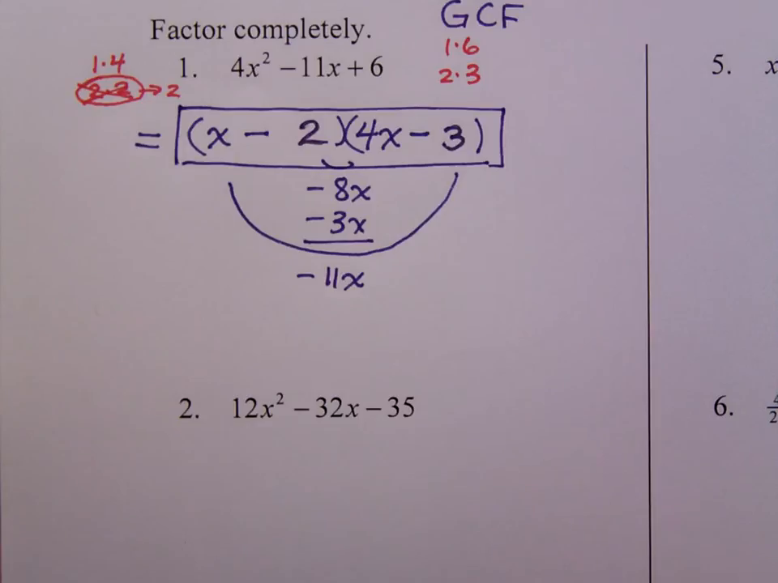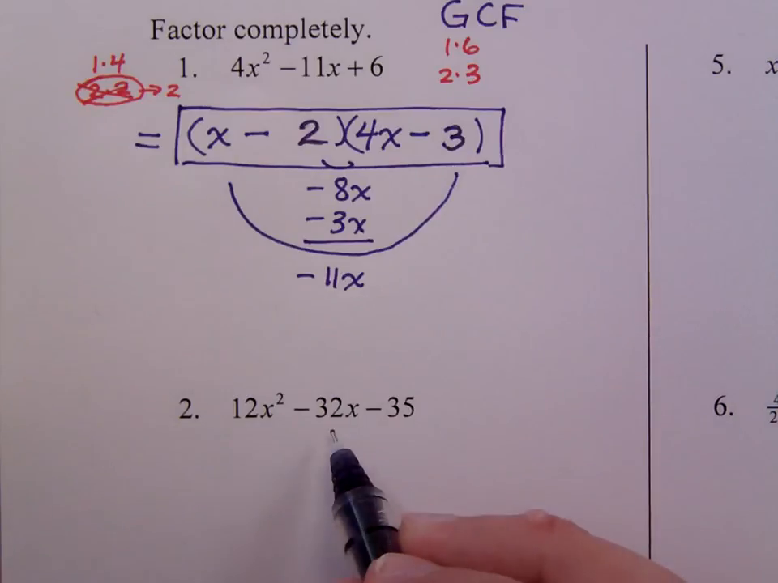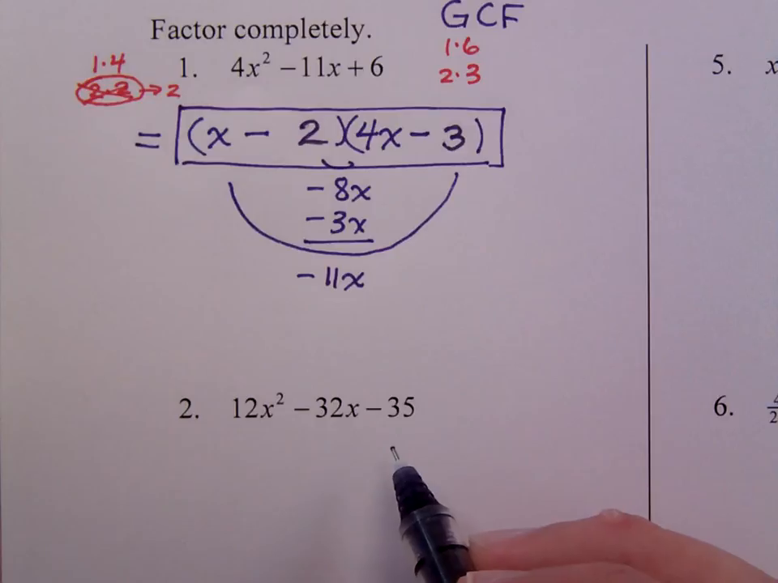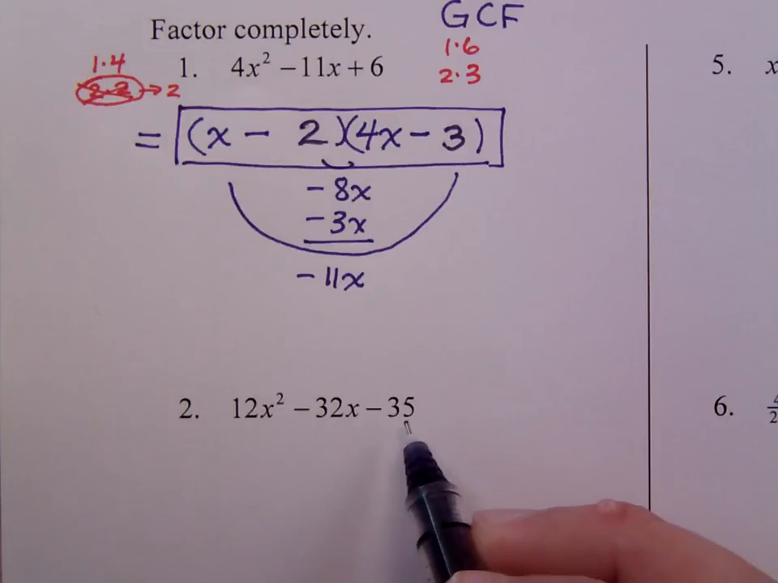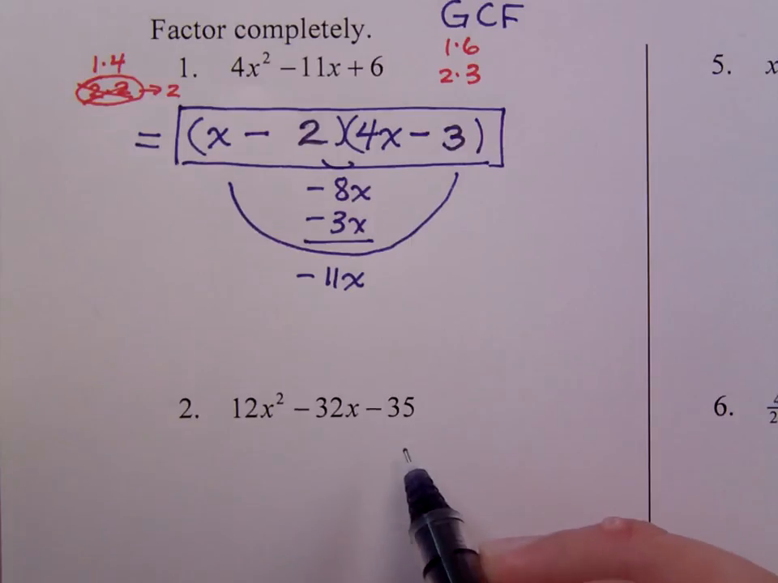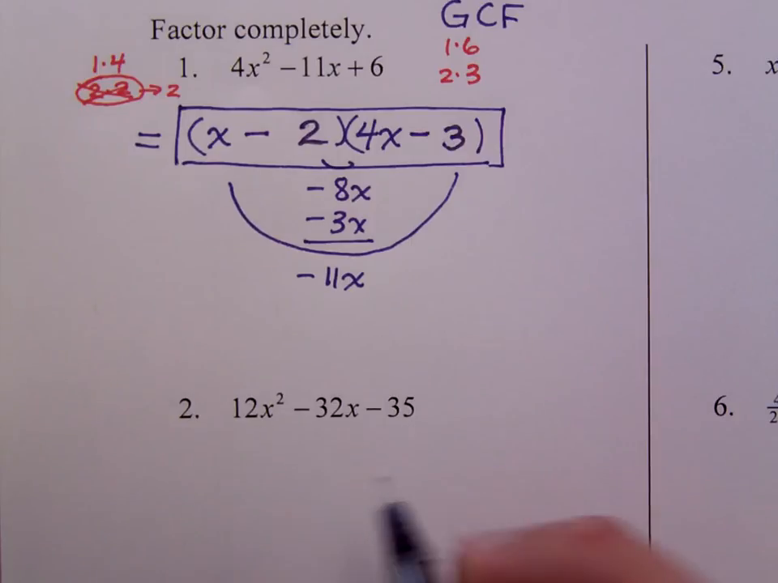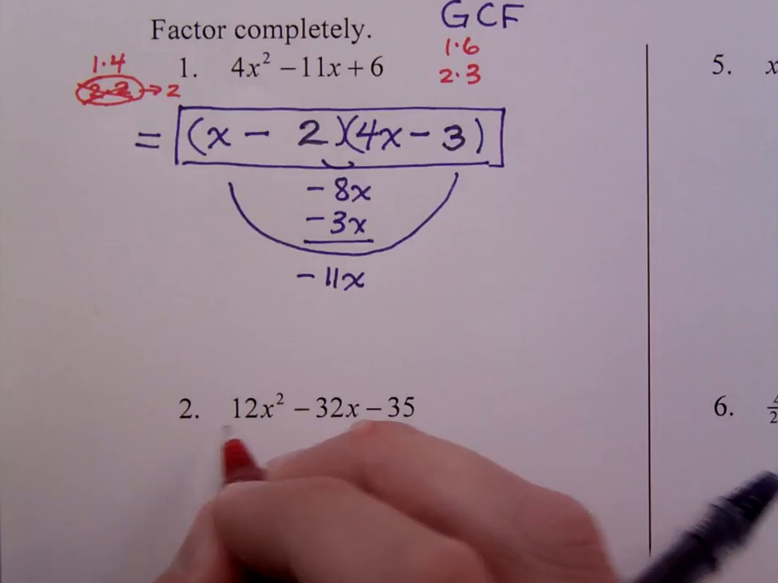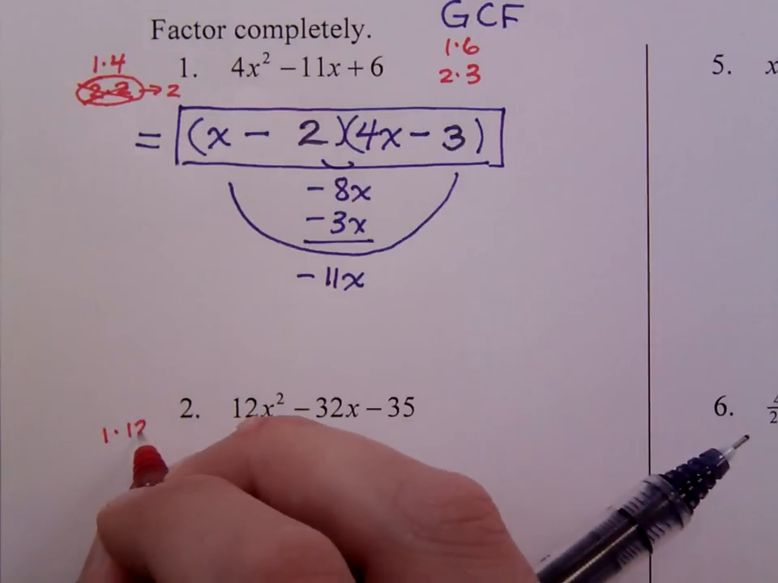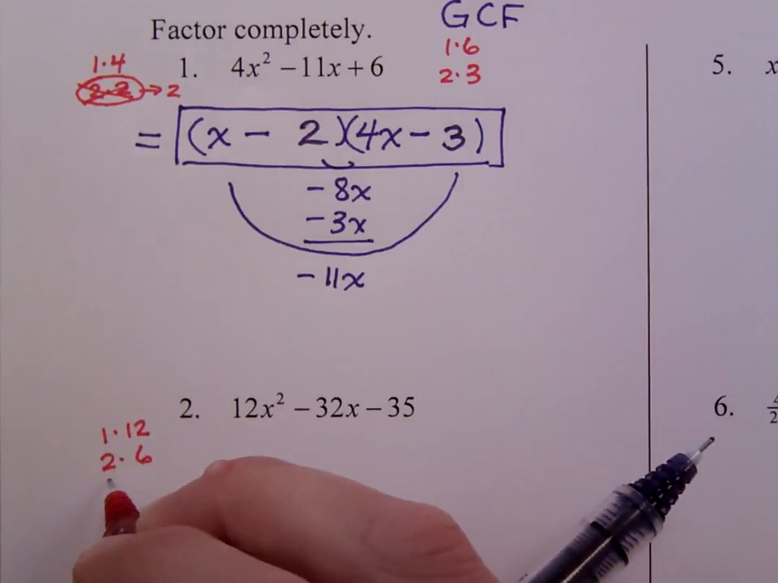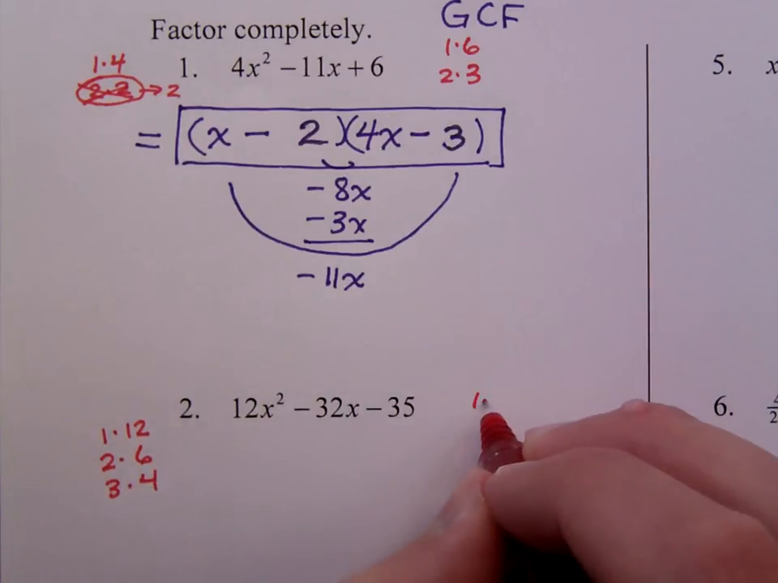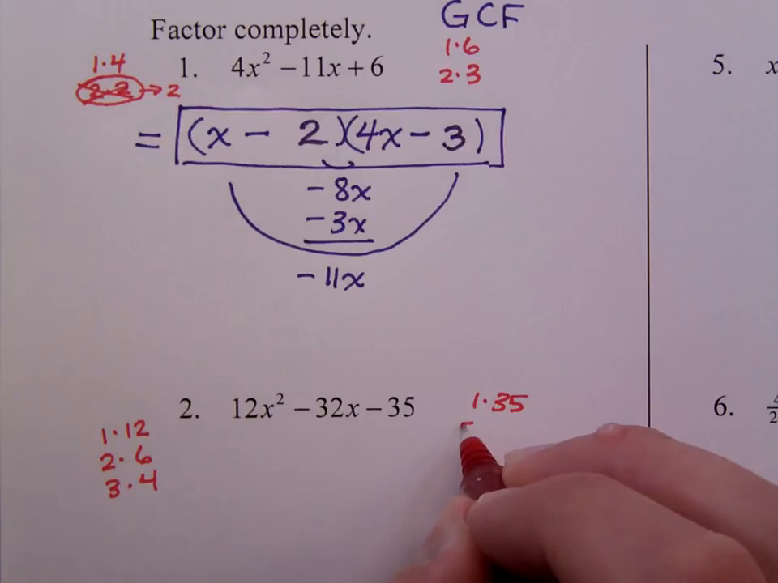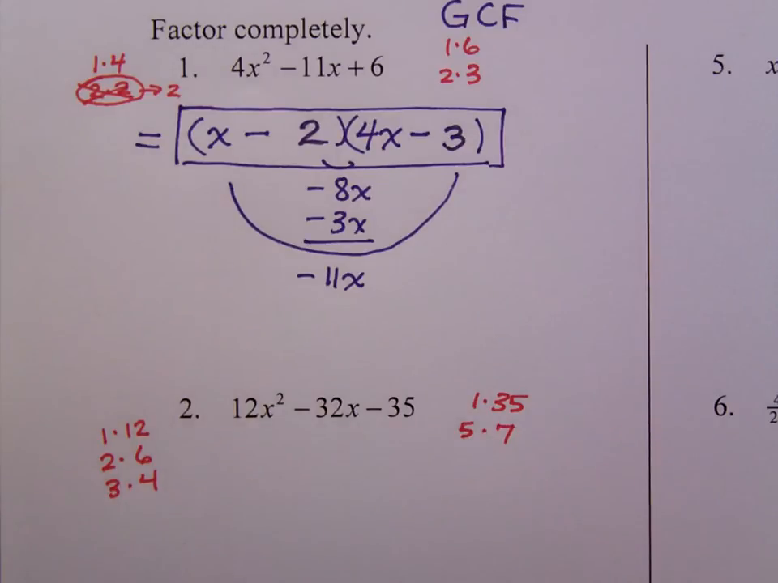Well, let's look at number 2. Is there a common factor for everything here? Well, no. I mean, it tries to trick you into thinking, oh, these first 2 guys have a common factor, but this last guy throws everything off. If you look at the factor pairs you have to work with for 12, 12 can be 1 and 12, 2 and 6, or 3 and 4. 35 is 1 and 35, or 5 and 7. So these are the only numbers that we can work with when it comes to factoring.